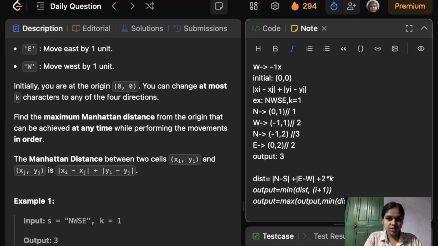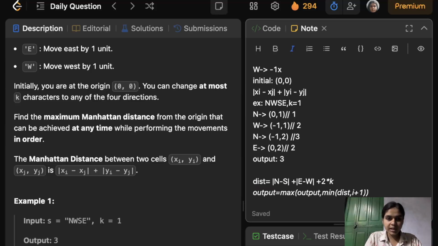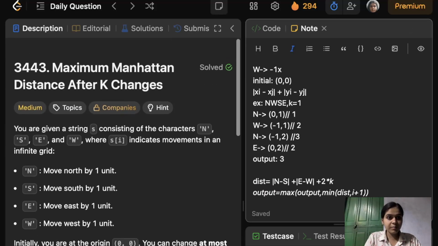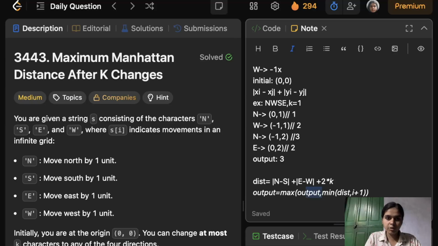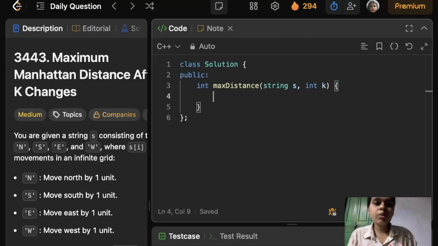It will be like this. This is only for your explanation, and the final one will be like this, like we need to calculate the maximum Manhattan distance, so it will be output comma whatever minimum we are getting among these. Okay, so let's move into the coding part of this problem. Let's try to code this up.